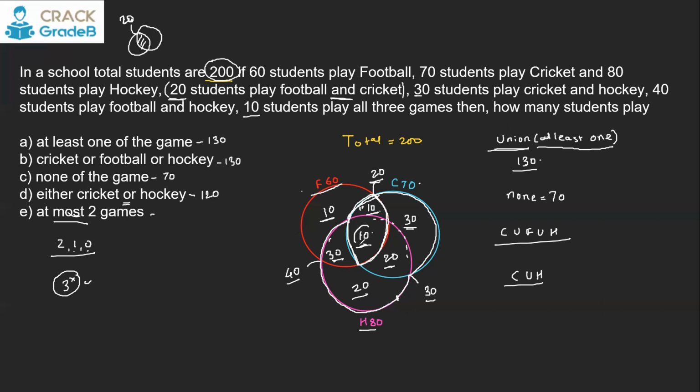The number of students who play exactly 3 games is 10. Out of 200, we don't want these 10. So 200 minus 10, the remaining 190 students will belong to at most 2. So the answer here is going to be 190. Or you can just count exactly 2, exactly 1, exactly 0 games. But this is the easier way to do it, right?